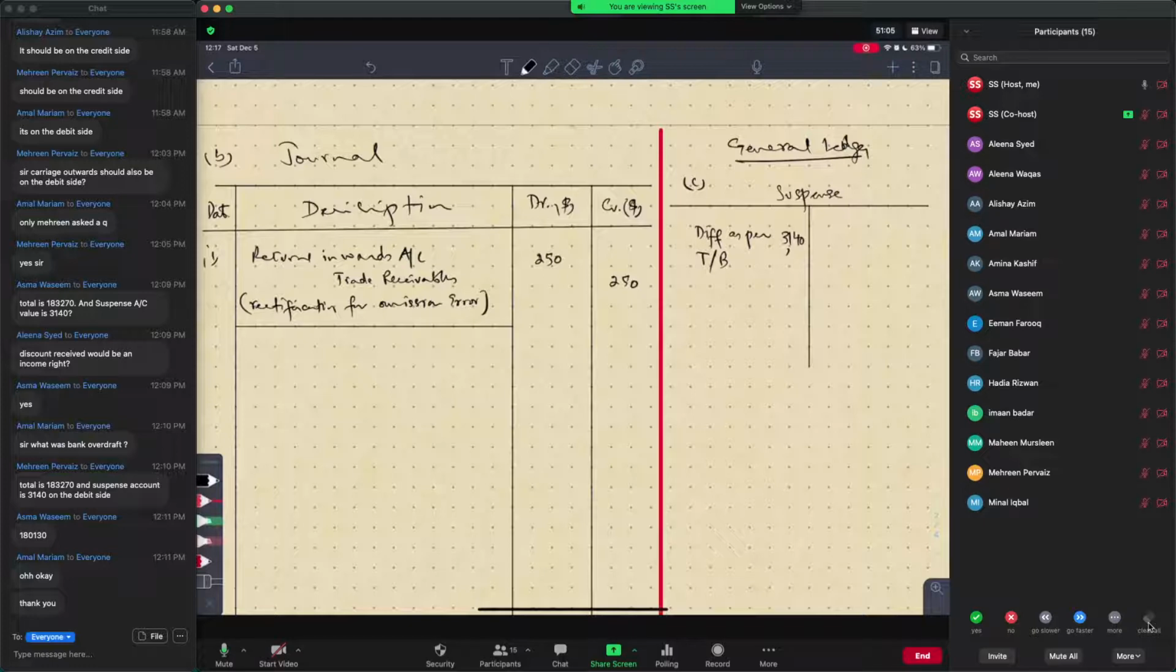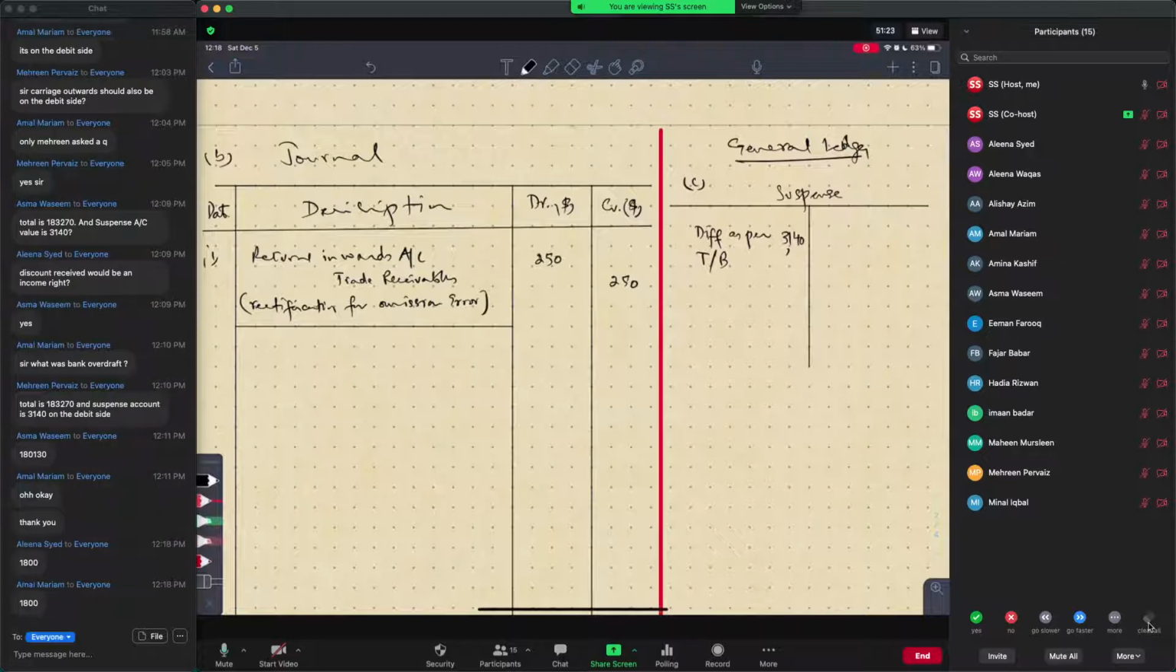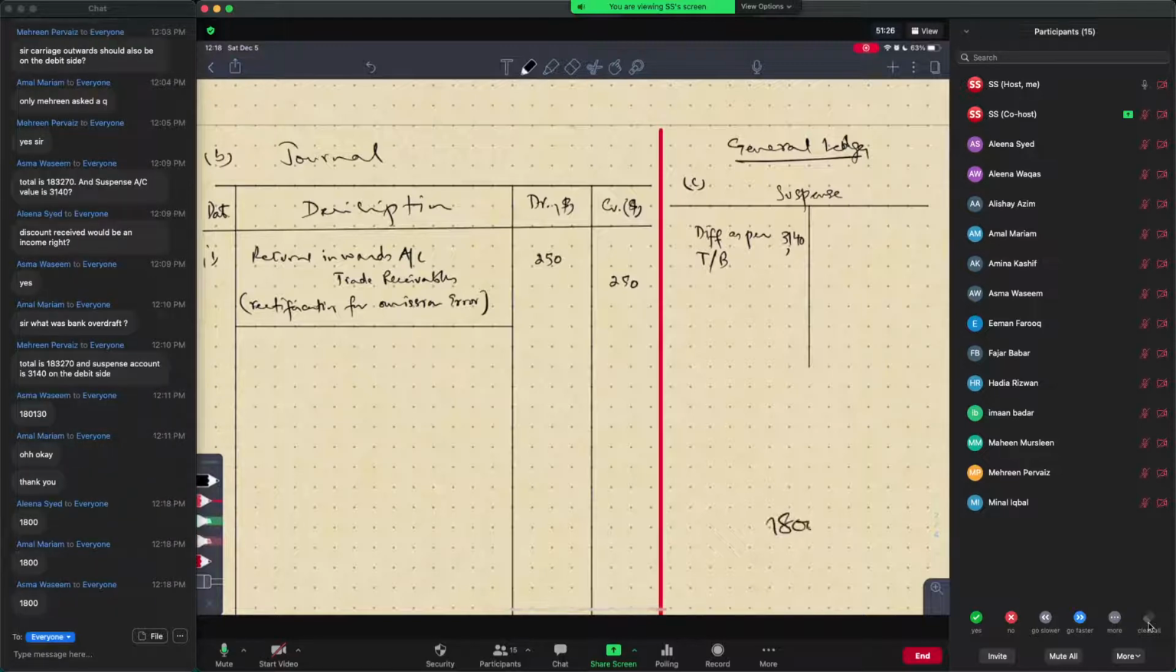Can you tell me how much over addition has taken place? 16425 minus 14625. How much casting error have we made? It's $1,800. Do you agree that your sales day book overcasting has happened by $1,800, which means your sales account is overcast by $1,800, because the sales day book's total eventually goes to the sales account, right?